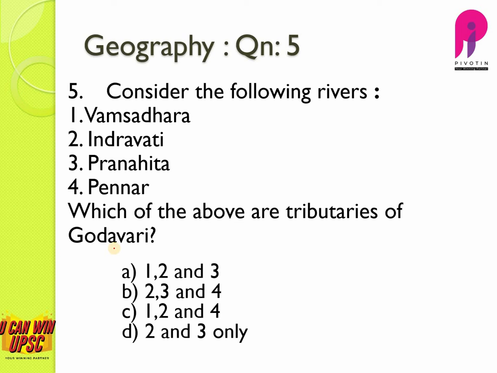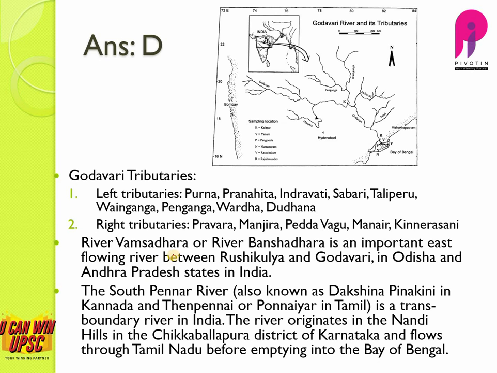Question number 5. Consider the following rivers: Vamsadhara, Indravati, Pranhita, and Pennar. Which of the above are tributaries of Godavari? Indravati and Pranhita are tributaries to Godavari. Please do memorize such facts. If Godavari is in news, please do take a note of left tributaries and right tributaries. Pause the video and memorize the facts as early as possible.